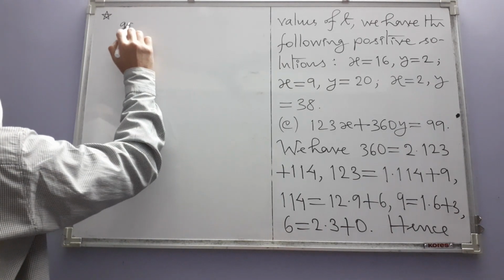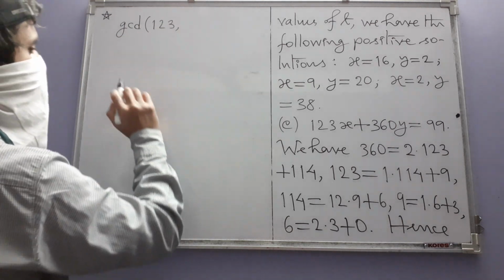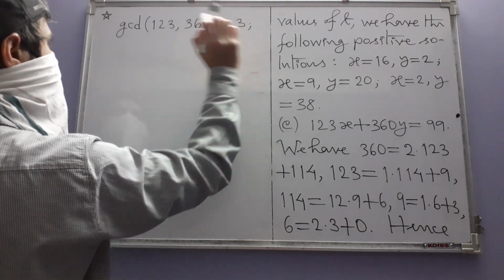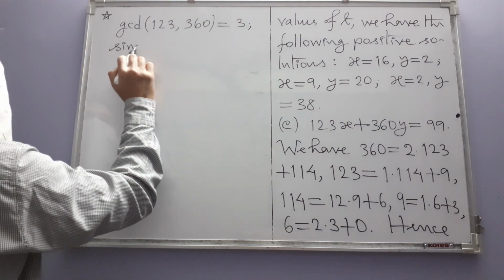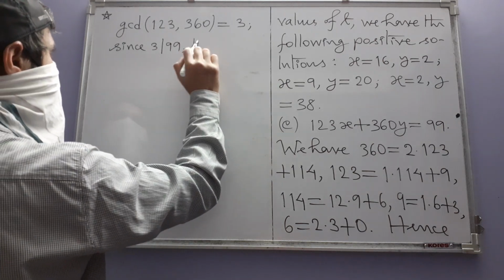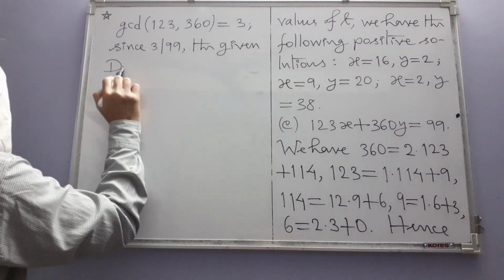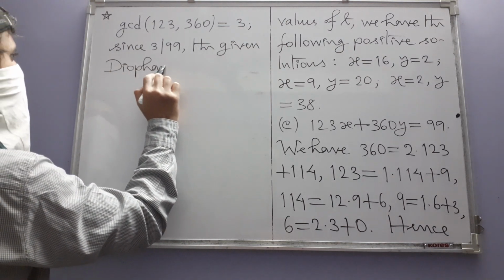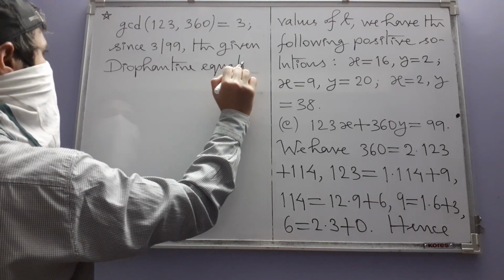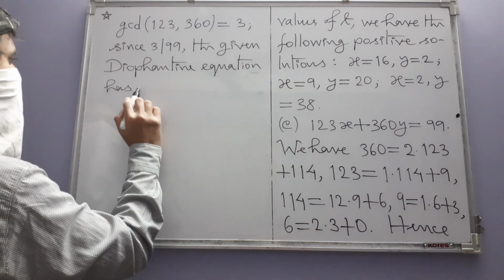Hence, the GCD of 123 and 360 is 3. Since 3 divides the right hand side, 99, the given Diophantine equation has a solution.